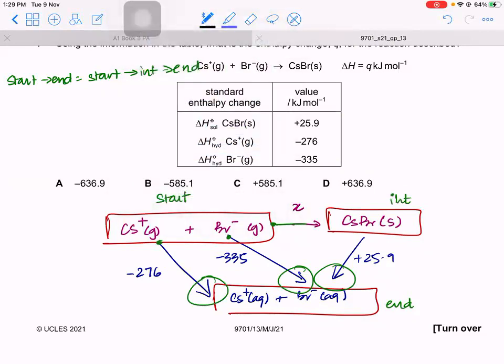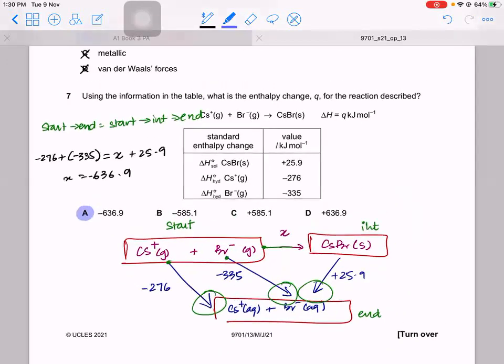Now, what are the values from start to end? It's this and this. So that's minus 276 plus minus 335, which is equal to start to intermediate, that is X, and intermediate to end, that is plus 25.9. Now let's calculate this value. Minus 276 plus minus 335 minus 25.9, and this comes out to be minus 636.9. The answer is therefore A. Clear?